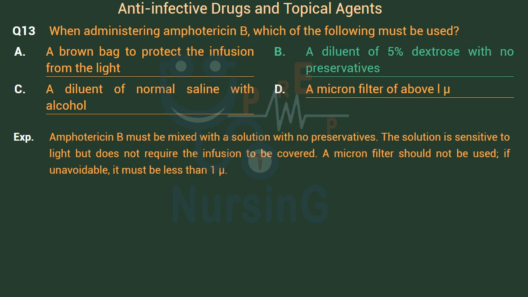Amphotericin B must be mixed with a solution with no preservatives. The solution is sensitive to light but does not require the infusion to be covered. A micron filter should not be used. If unavoidable, it must be less than 1 μ.